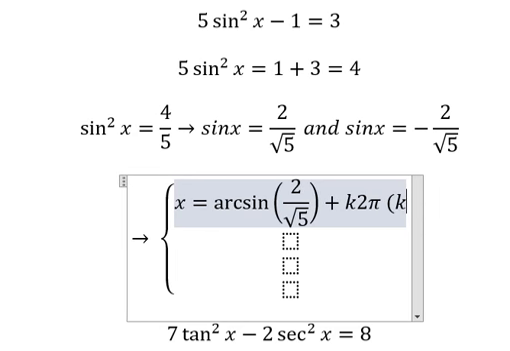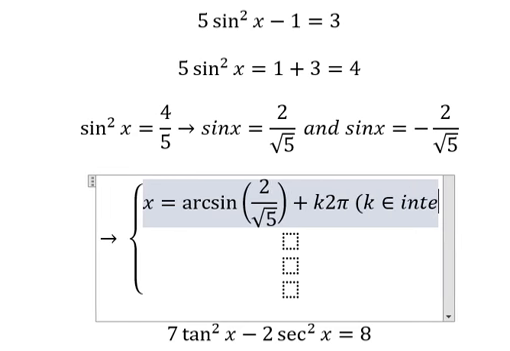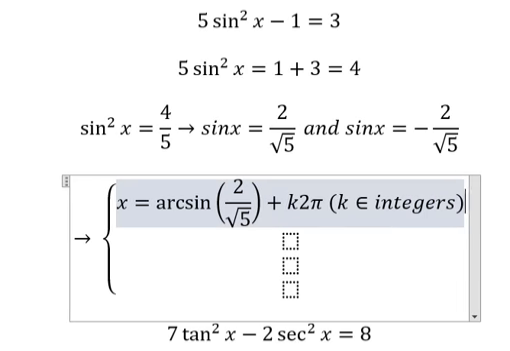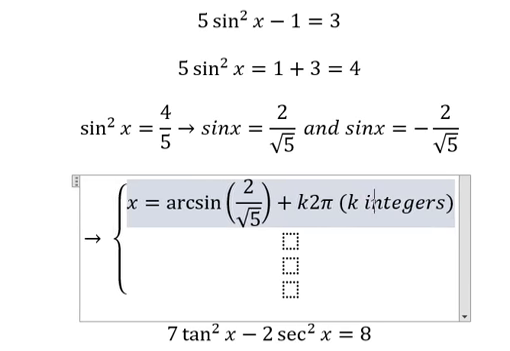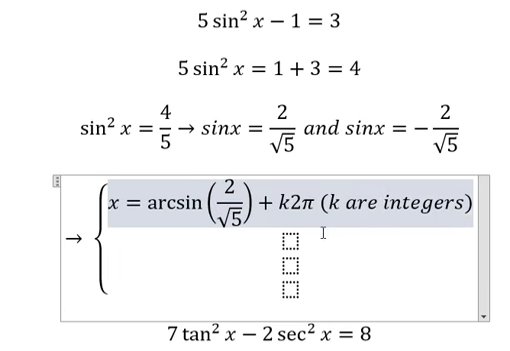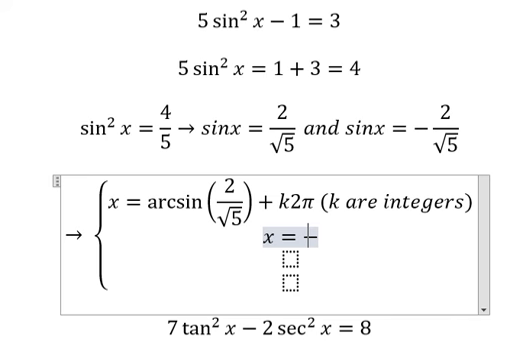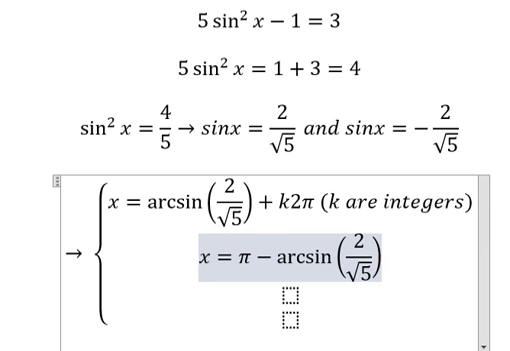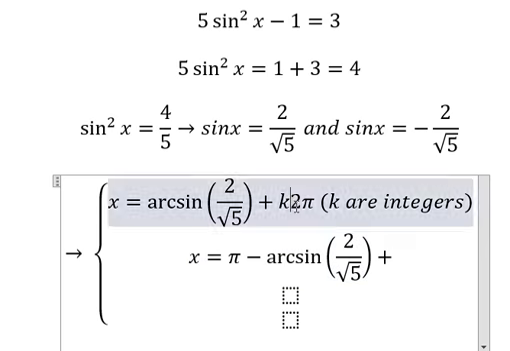k belongs to the integers, or we can write k are integers in here, and x equal to pi minus this one, and we have k 2 pi.